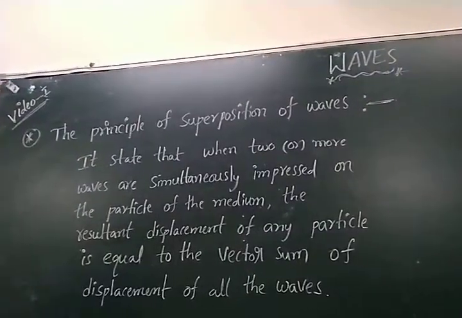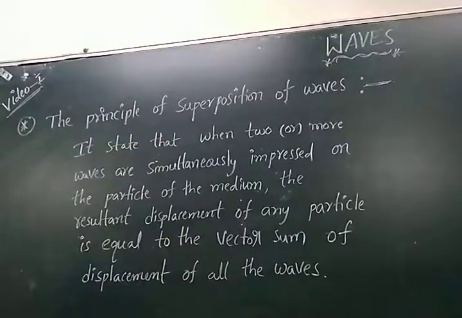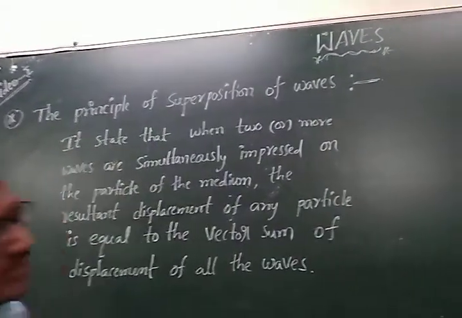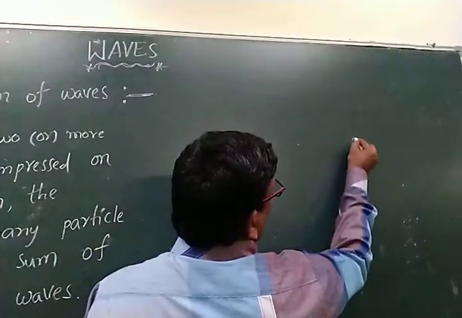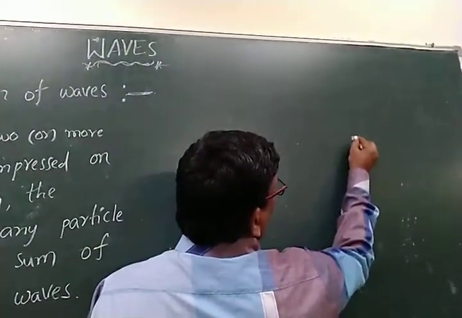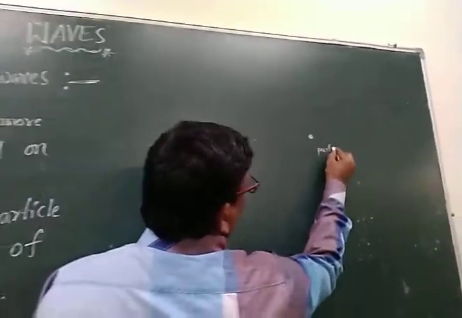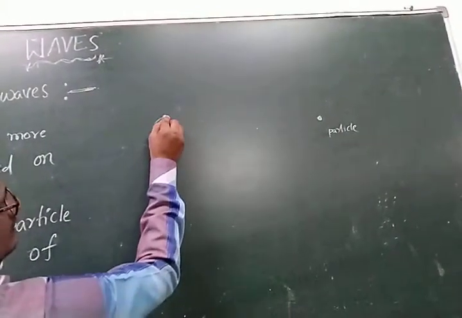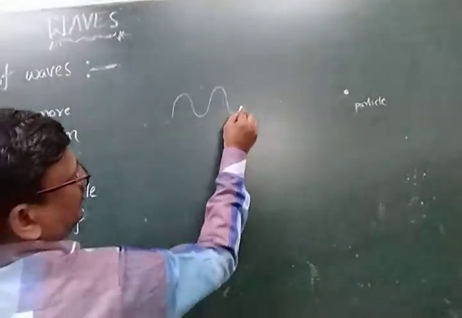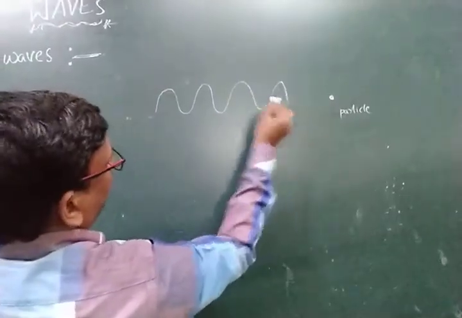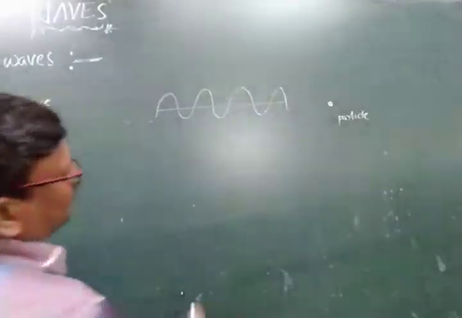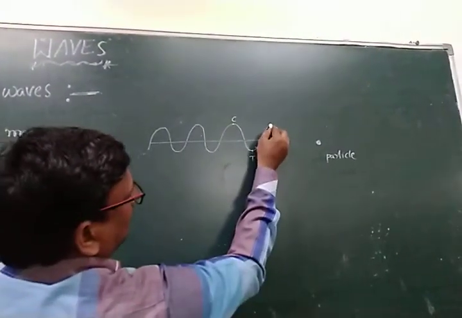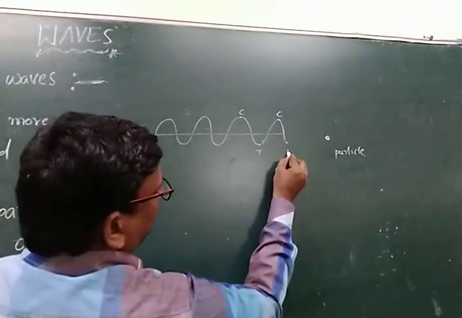The next topic we are discussing is the principle of superposition of waves. Let us consider this as a particle. Now we are considering one wave. This is the wave. Now this wave has a crest and a trough.